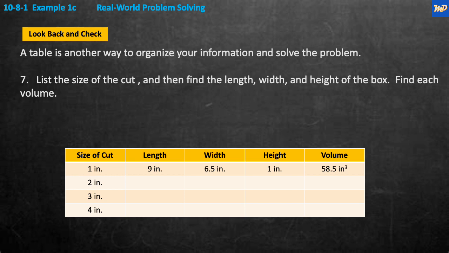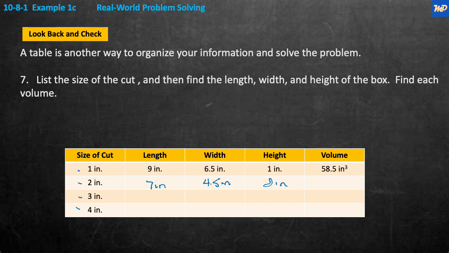So we have a table here with the size of the cuts being 1, 2, 3, and 4 down the side. That's our inch cuts for making the corners. And the length with a 1 inch cut, you have to subtract 2 because it's 1 inch from each side of the length and each side of the width. So we started with 11 inch length, 8.5 by 11 paper. We remove 2, it's going to be 9 inches. And 8.5 minus 2 is going to be 6.5 inches. And then the height is going to be 1 inch.